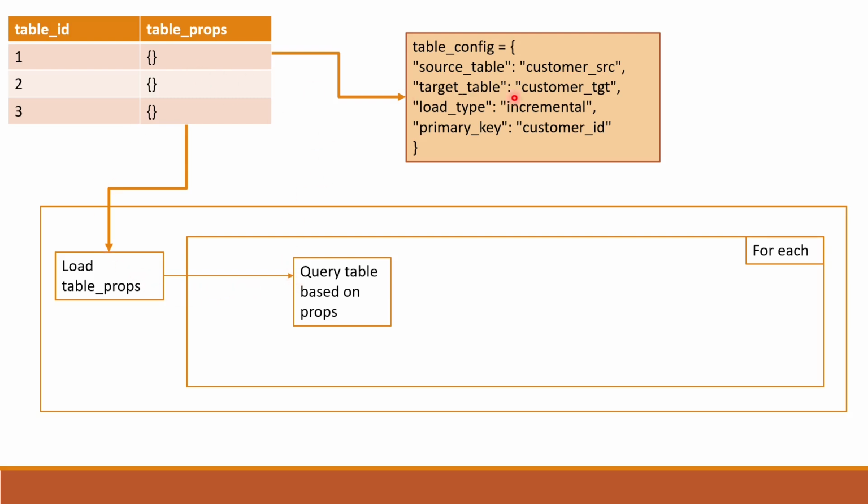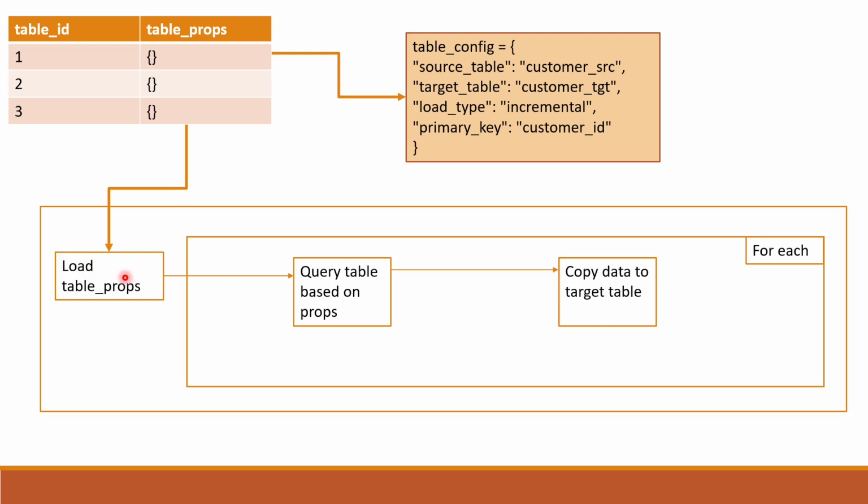So the first time it will query this customer source table and fetch the data from it. So this query will be parameterized, something like select star from table name. Now the table name will be populated from these table properties. Okay. Once that is populated, in the next step we'll copy that data to the target table. Again here your target table is parameterized. Okay, and those properties will come from your metadata.